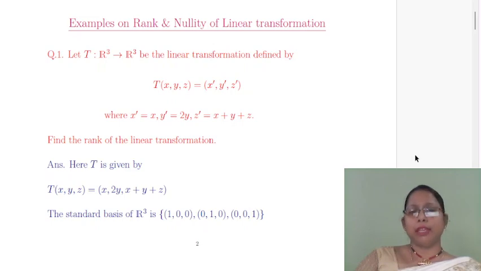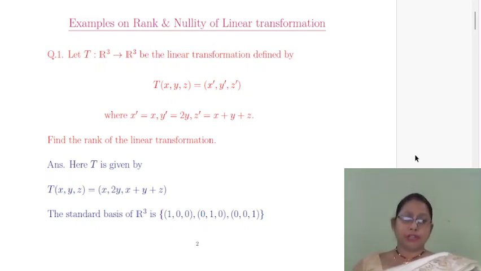The first example is: let T from R3 to R3 be a linear transformation defined by T(x, y, z) = (x', y', z'), where x' is equal to x, y' is equal to 2y, z' is equal to x plus y plus z. Find the rank of the linear transformation.